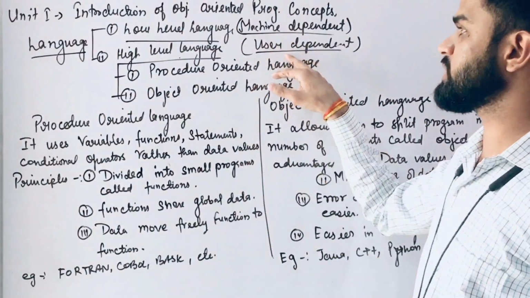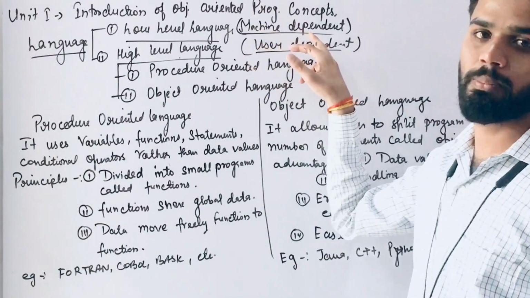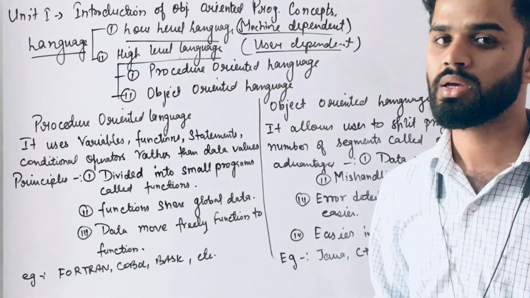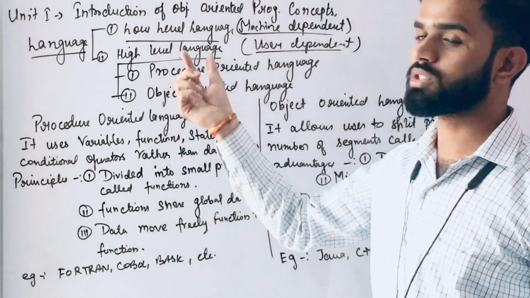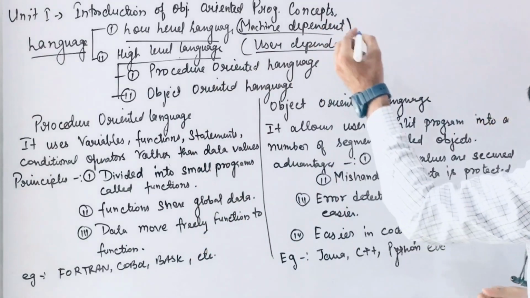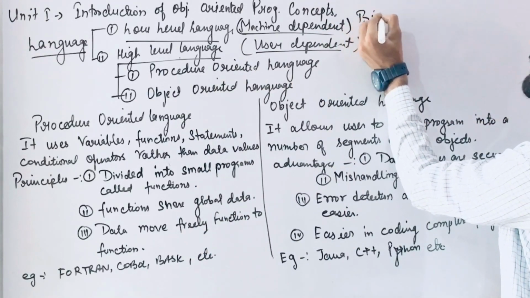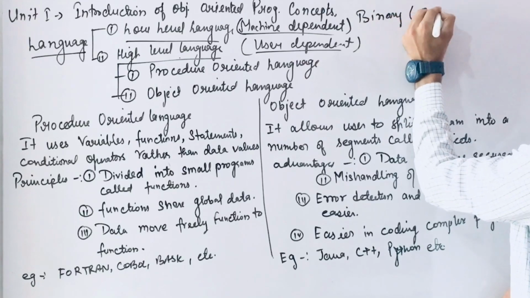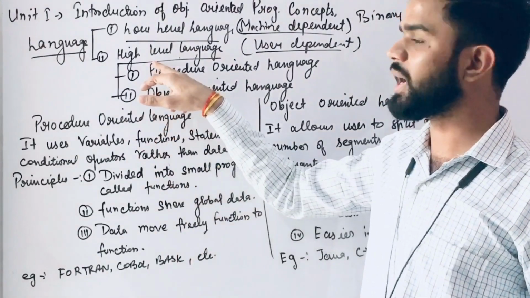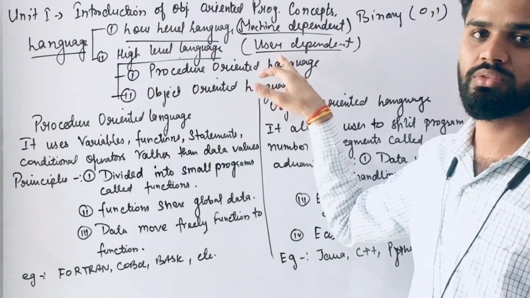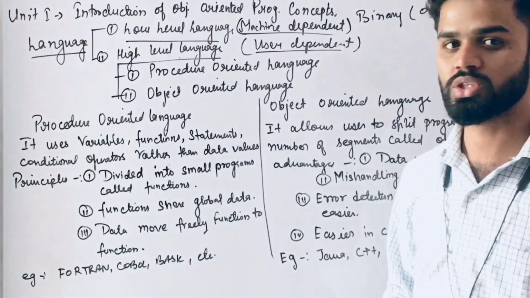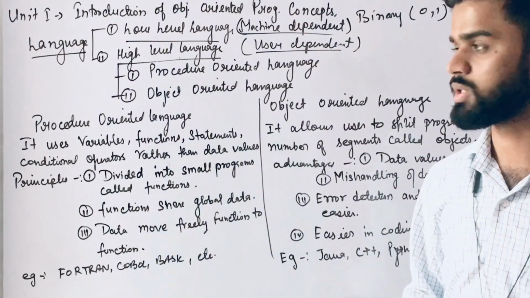Now the name itself says a lot. Machine dependent means low level language is a type of language which is easily understood by machines, and high level language is the type of language which is easily understood by users. Low level language is also known as binary language. Binary means 0 and 1, and we are all very familiar with binary. High level language is user dependent language which is easily used by users. Users means you, we, all of us.